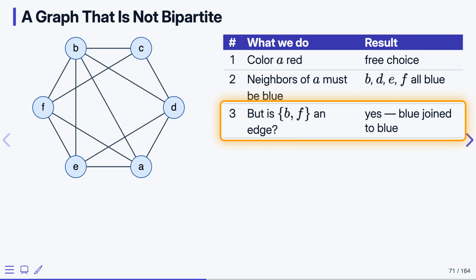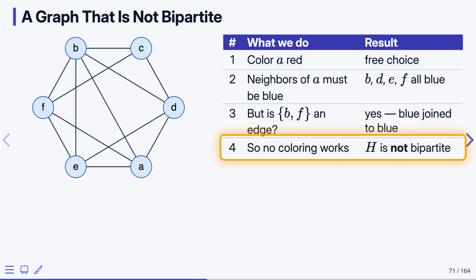Step 3, now look at B and F, both are blue. Is there an edge between them? Yes, there is. So we have an edge joining 2 vertices of the same color. Step 4, and we were forced into it. There was no other choice after step 1, so no valid coloring exists, and H is not bipartite.